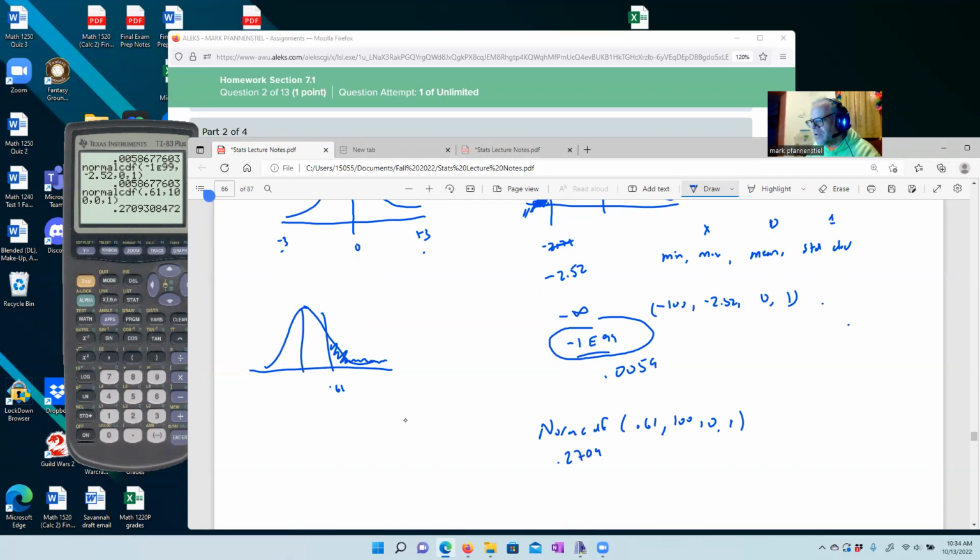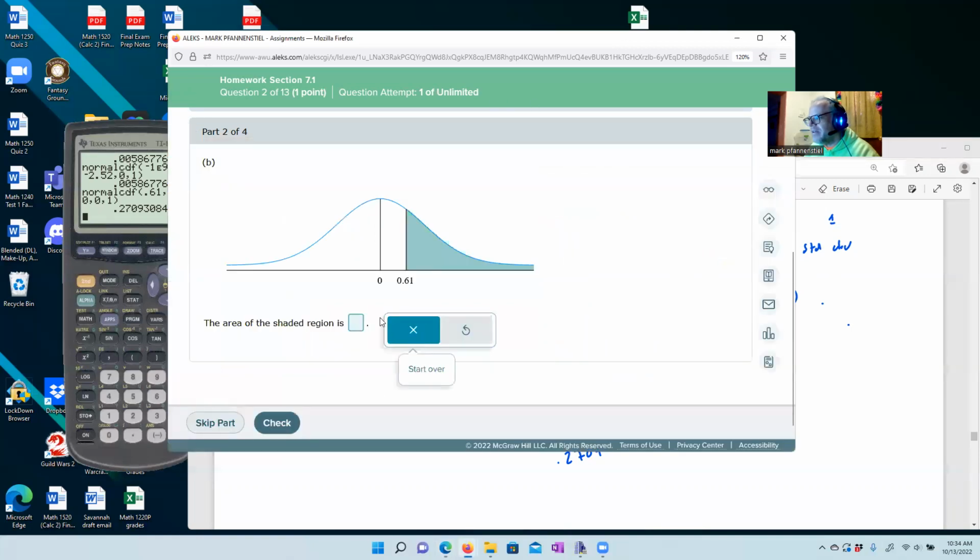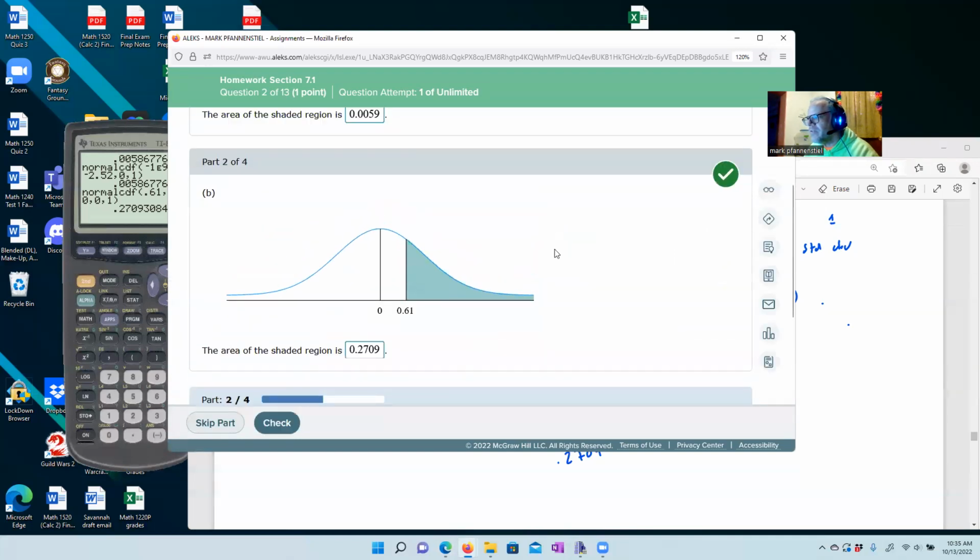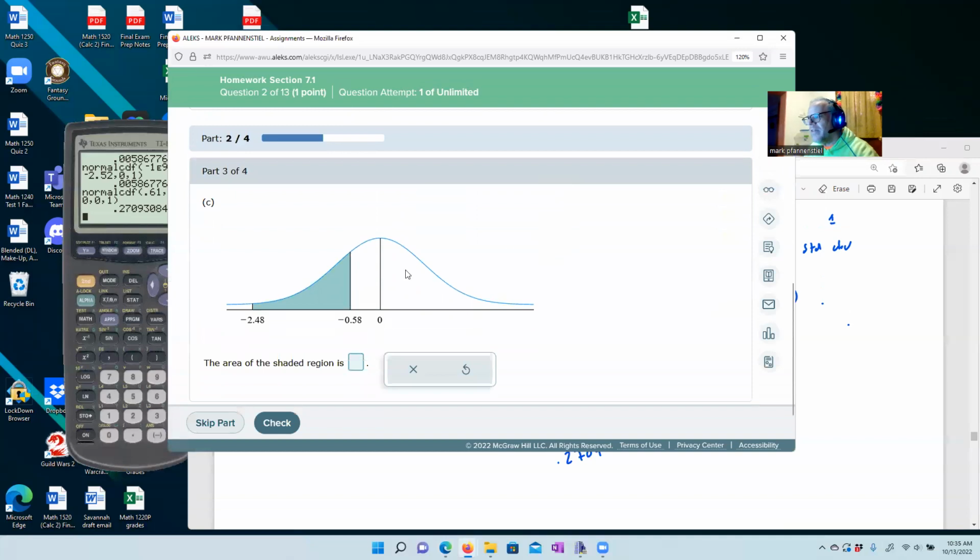So if I was going to make this area here, this would be 0.2709. That's what this would be here. So we'll go ahead and type that in. Check. We got our dot, and then we'll go on to the next one.